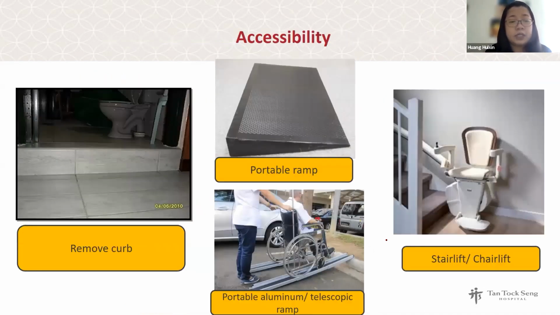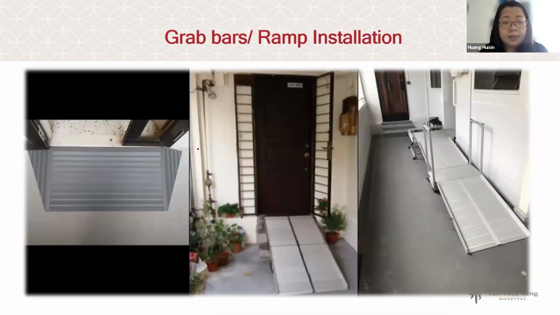Okay, for accessibility, like what I said earlier on, we're looking at removal of curbs. If not, we are looking at having portable ramps, or a portable ramp that is telescopic that can be easily brought out with the family members, and also the stair lift and chair lift system. And this is some of the outdoor ramp installation that we can consider.